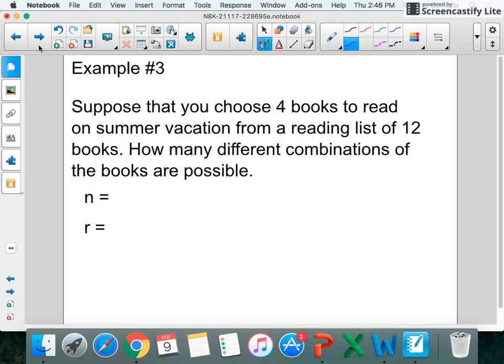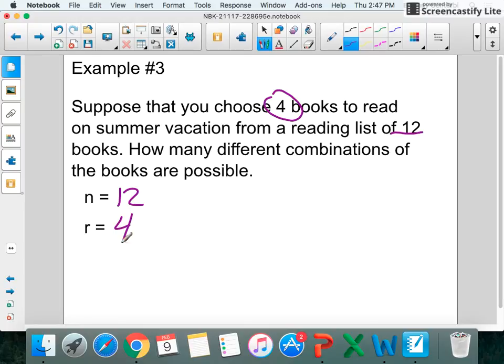Our next problem says, suppose that you choose 4 books to read on summer vacation from a reading list of 12 books. How many different combinations are there that you can read the books? So our total number of books is 12. That's how many books we have total. And they're trying to read 4 books on summer vacation.